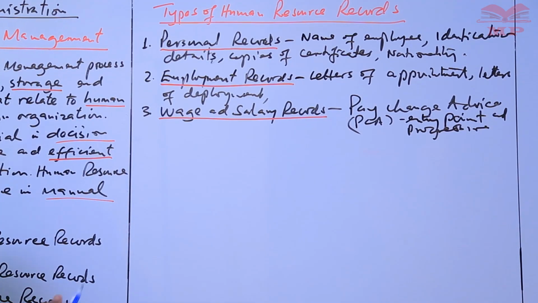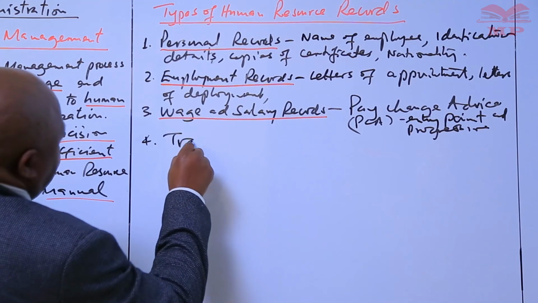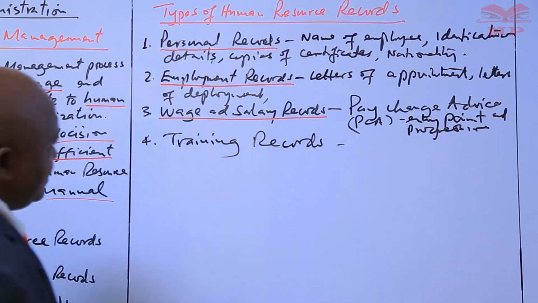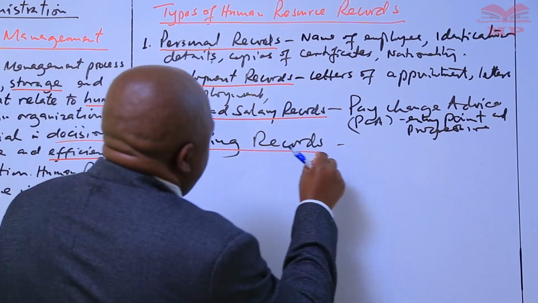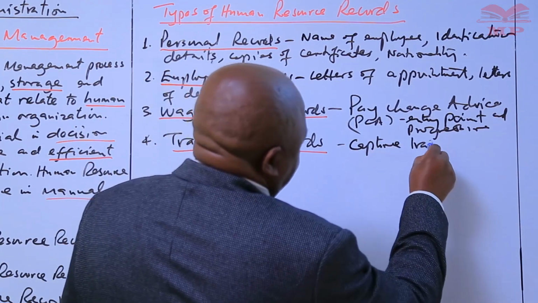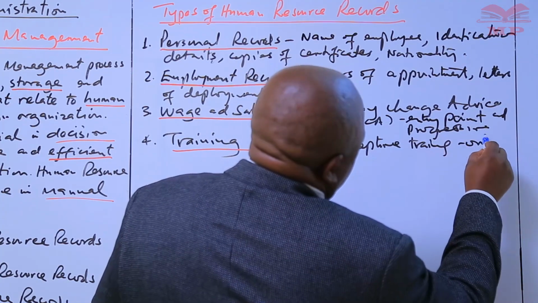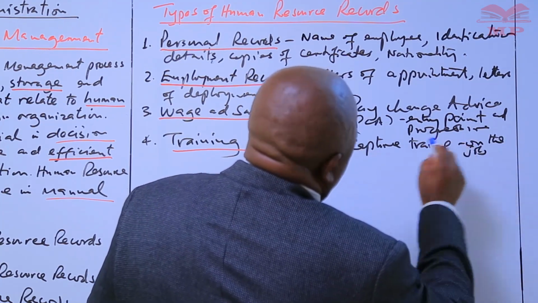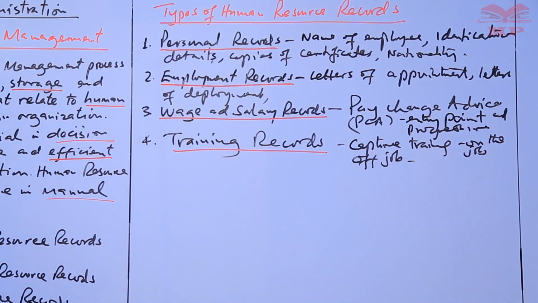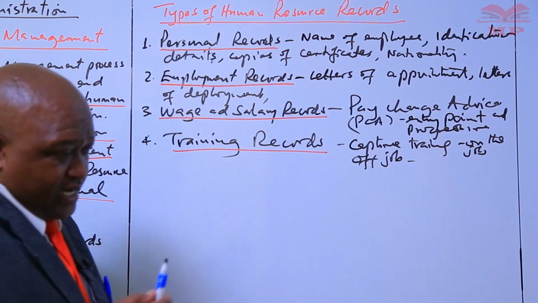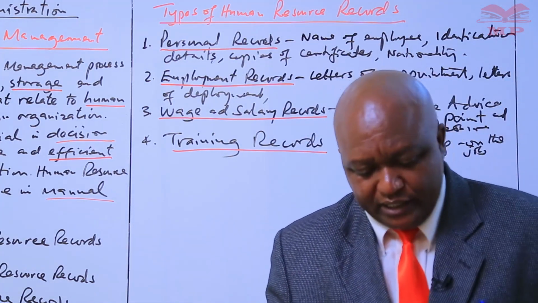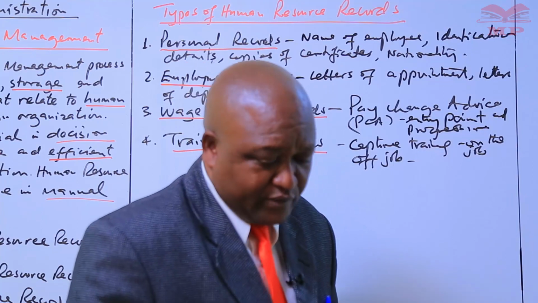Then you may also have what you call training records. Now, these training records may capture training, whether on the job or off the job, that the employee has done. For example, an employee has gone for a 2-week training, 3-week training, has been able to go through particular institutions within the organization or outside and so on. So that again becomes very critical.